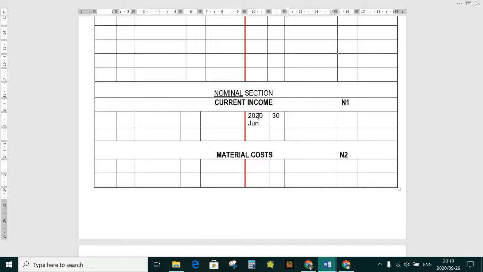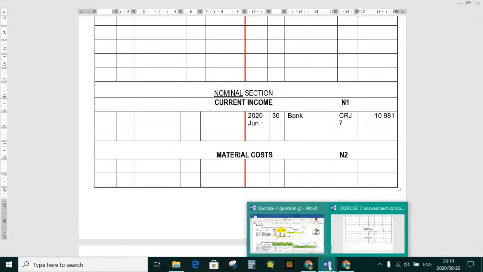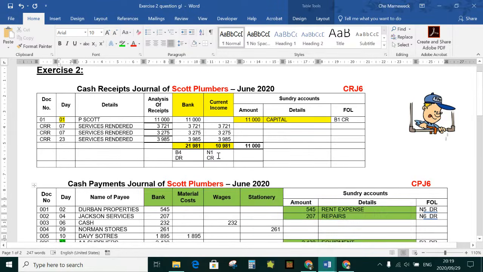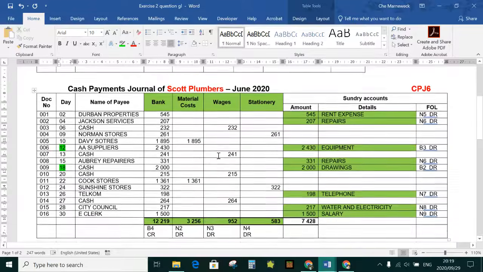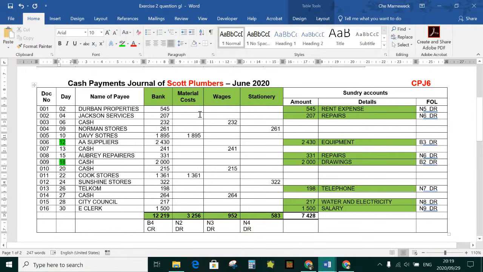The partner account, where did we put the money when it was paid in? Bank. What is the journal code? This is the cash receipts journal 7. How much money did we receive for current income during the month? We received 10,981 Rand. We then move on. We've done that, and we look for N2.